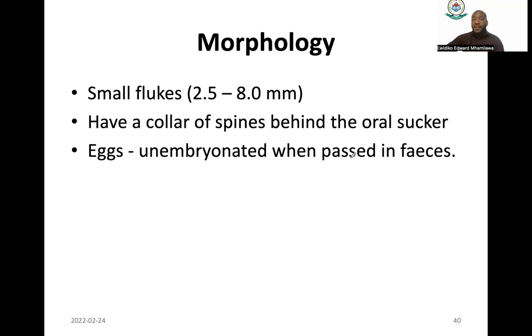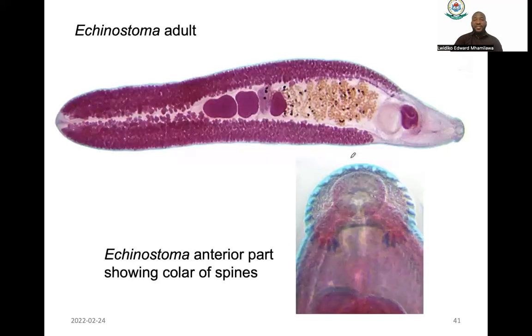They have a collar of spines behind the oral sucker. They have a very interesting morphology. You'll see it in a picture next year, and the eggs are unembryonated. So this is how the echinostomas look. They have this really interesting collar of spines in the anterior part, this is like a zoomed version of this part, right? And they of course have the testicles, the uterus, and of course the food ingesting areas.